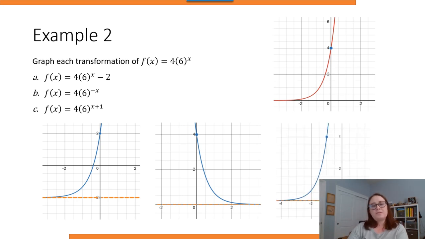And then the last one, if I do 4 times 6 to the x plus 1, that is a horizontal shift. And if you recall when we did translations, it goes the opposite direction of what you would expect with a horizontal translation. So if it's +1, I go to the left one. If it had been -1, it would have gone to the right one. So that's just some examples with transformations. With graphing technology like Desmos, you can play around with these pretty easily to get the feel for how a transformation will work.